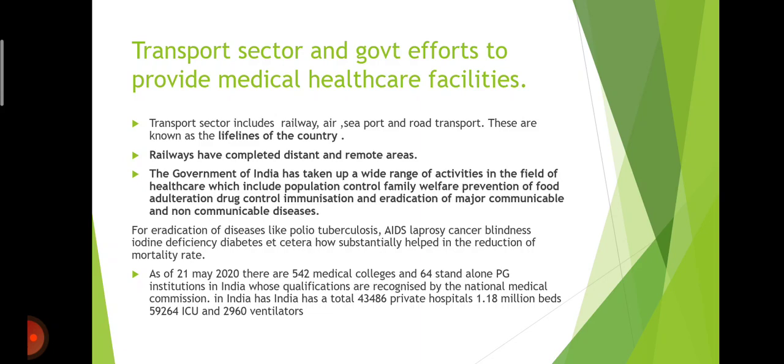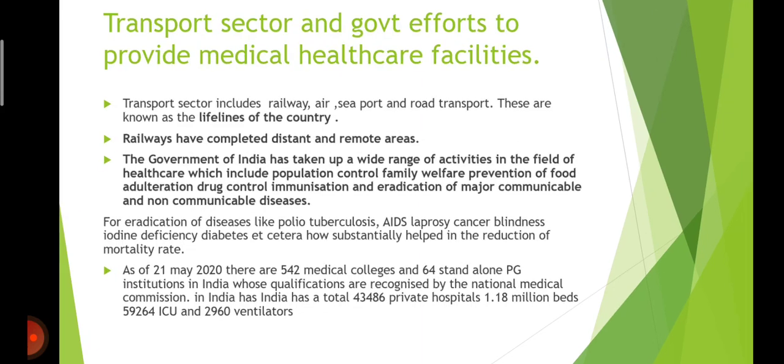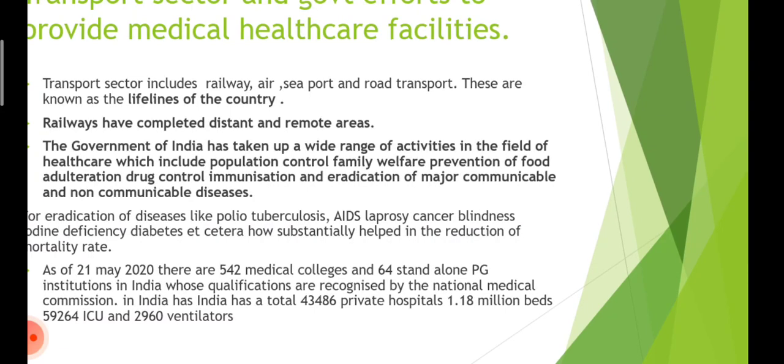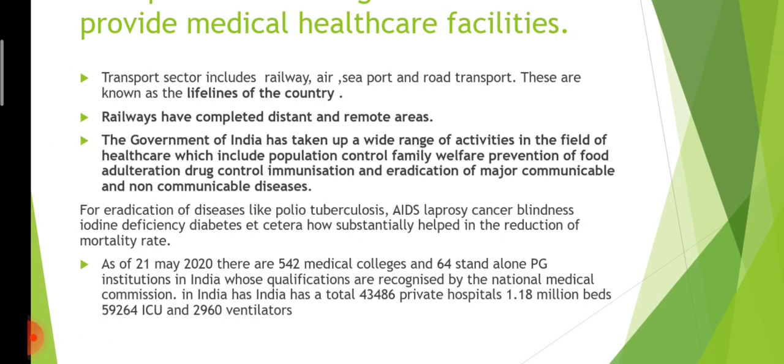Railways has connected distant and remote areas. The government of India has taken up a wide range of activities in the field of healthcare also, which include population control, family welfare, prevention of food adulteration, drug control, immunization, and eradication of the major communicable and non-communicable diseases. Eradication of diseases like polio, tuberculosis, AIDS, leprosy, cancer and blindness, iodine deficiency, diabetes, etc., has substantially helped in the reduction of the mortality rate also.